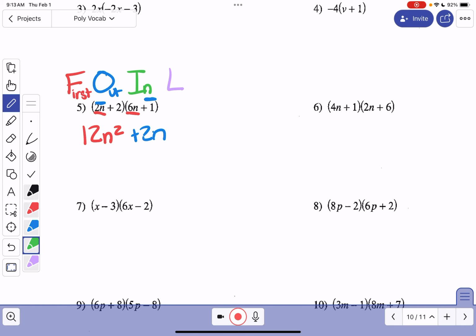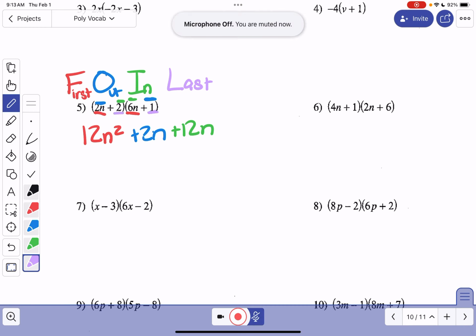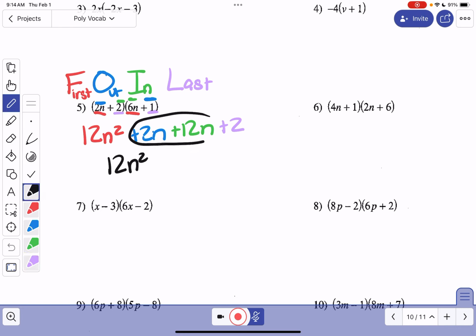Inside means we do these 2 terms on the inside. 2 times 6n is 12n. And then last is the last term in each binomial, so 2 times 1 is 2. Then just combine like terms. So 2n plus 12n is 14n. And that's our answer. It's as far as we can go.